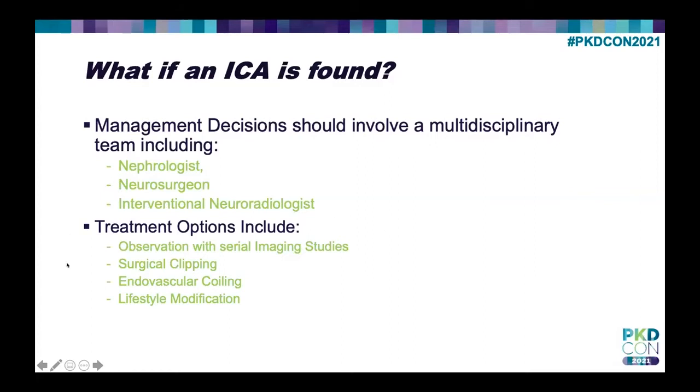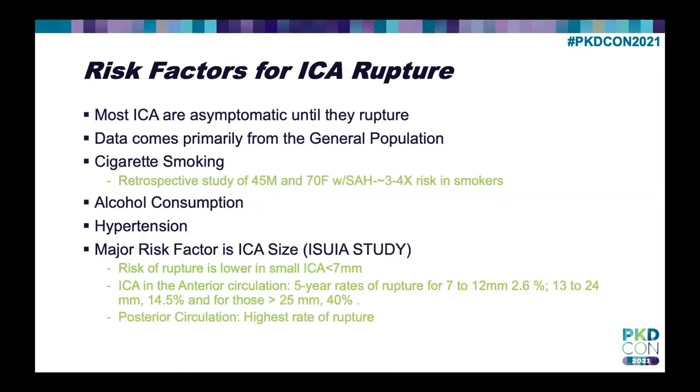And what are the treatment options? They include, if the aneurysm is very small, observation with serial imaging studies to make sure that the aneurysm doesn't change in size, surgical clipping, what we call endovascular coiling, and basically everyone should have a lifestyle modification. So how do we decide what to do? Well, first you want to weigh what are the risk factors for the aneurysm rupturing. If it's not going to rupture, it's at very low risk, you might want to follow it. However, if it's at high risk, then you would want to intervene.